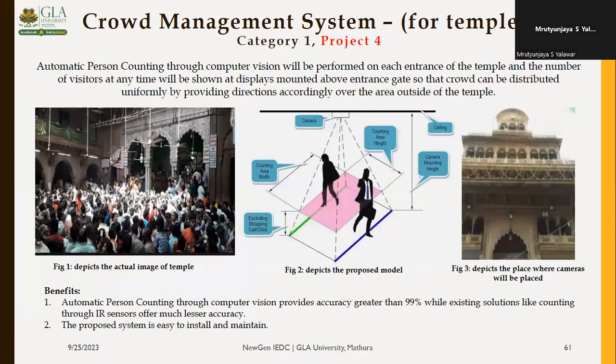This is another one. This is actually my idea. Mathura is known as a holy place, Lord Krishna's birthplace. So many pilgrims come here, and there is a big crowd during the festival season also. Whoever comes faces a big problem, because the crowd creates big problems.